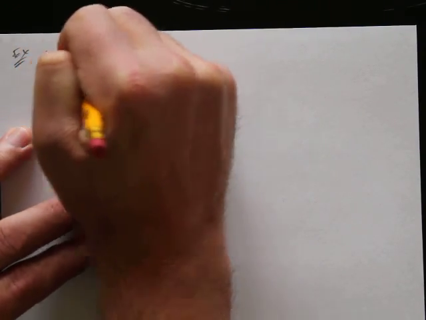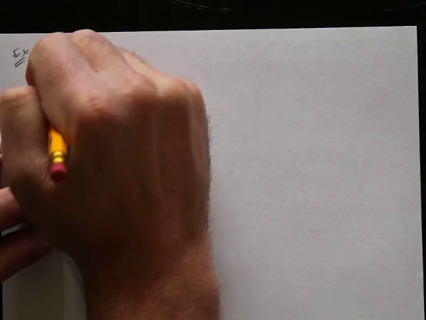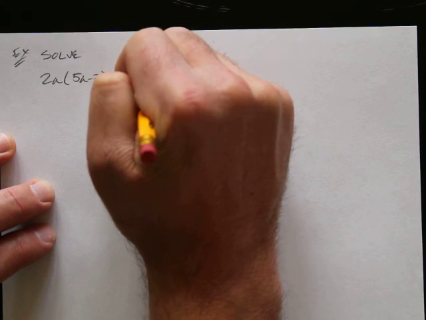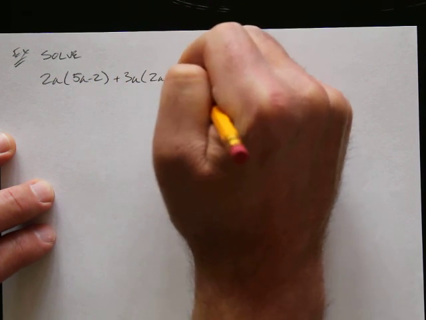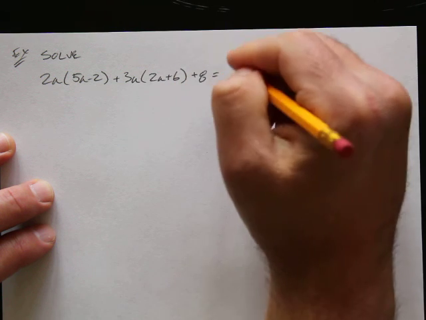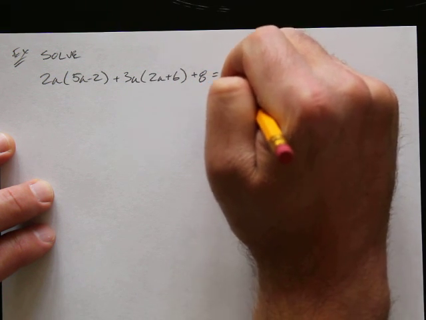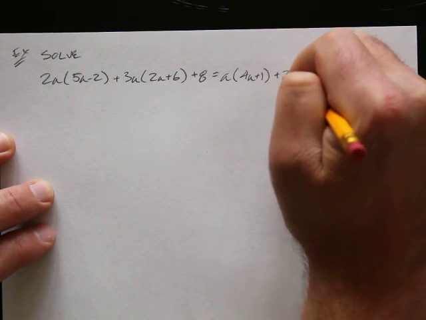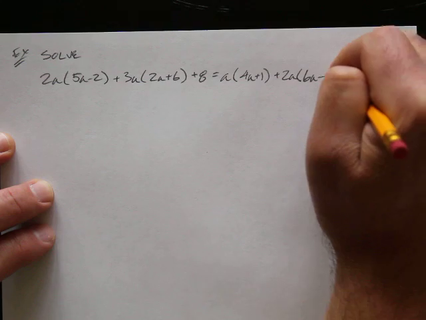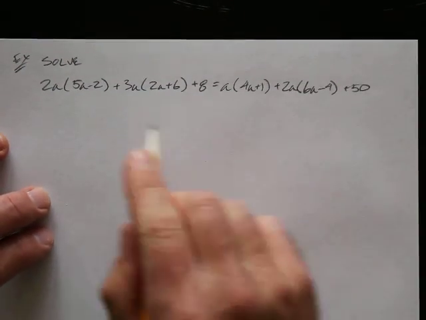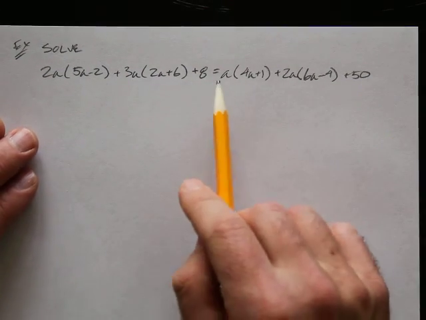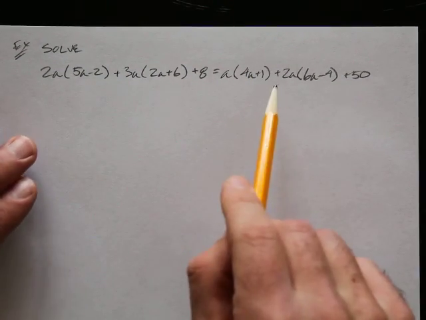Example. Now this one, we're going to solve this one. Okay, so I've got 2a times (5a minus 2) plus 3a times (2a plus 6) plus 8 equals a times (4a plus 1) plus 2a times (6a minus 4) plus 50. Okay, this looks like a ridiculously long, crazy equation here, and that's okay. We just need to take it one step at a time.